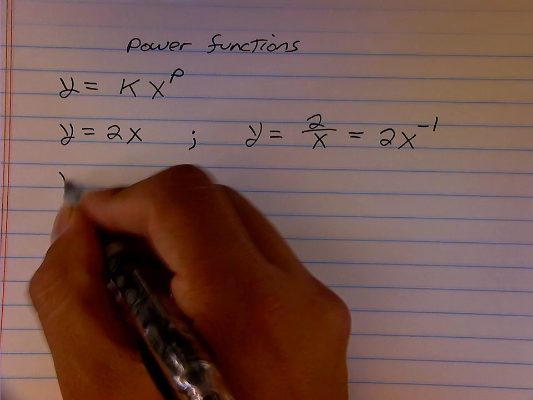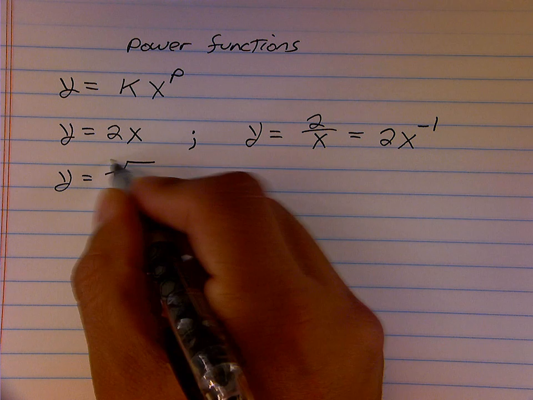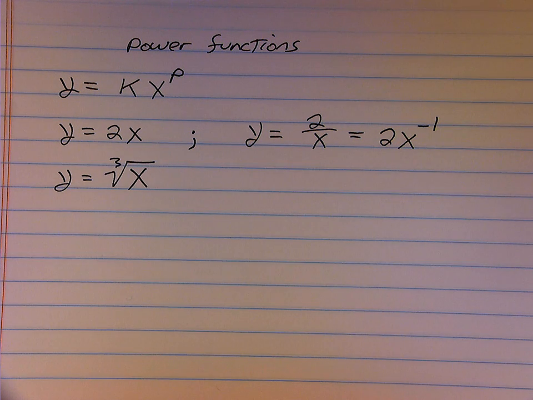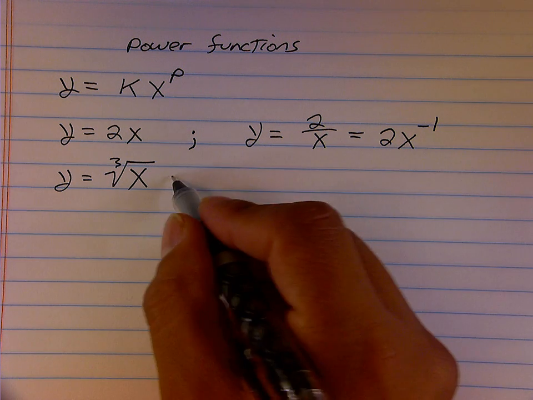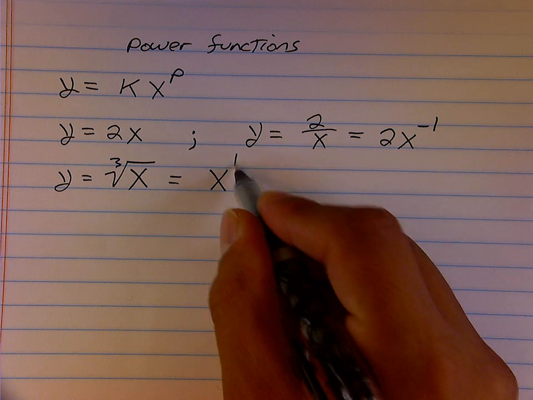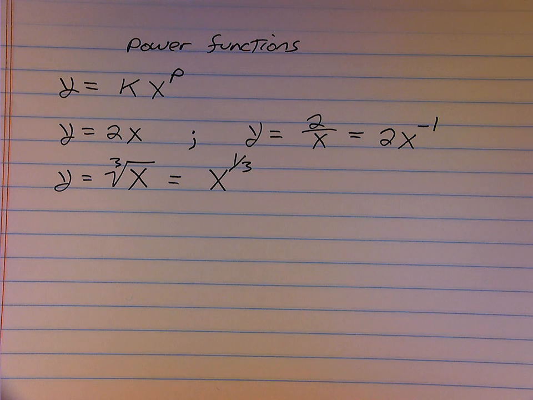Other formats may look something like this. This is a power function because every radical can be rewritten as a power. So this is a power function. My power is 1/3. My constant is 1. Basically anything that has a constant and an exponent is a power function.